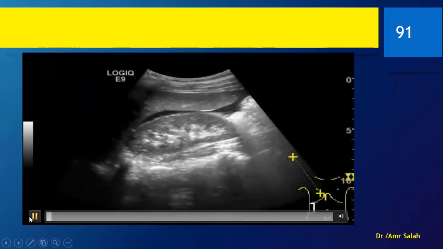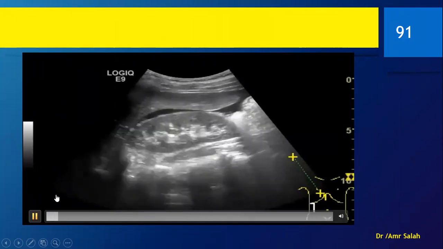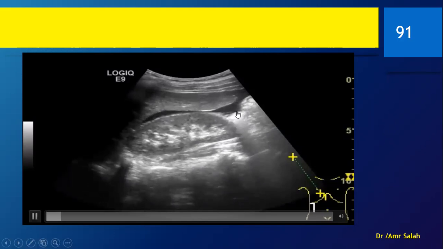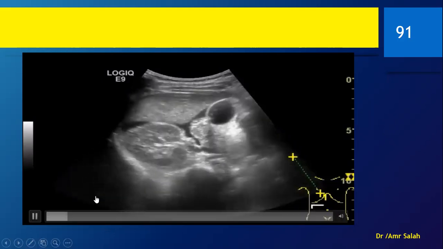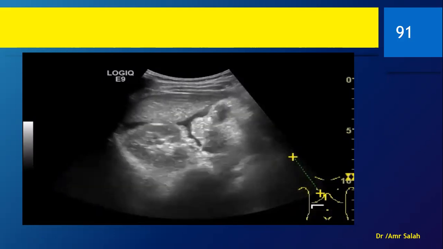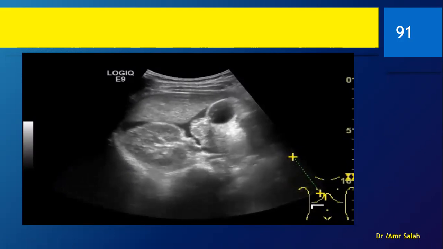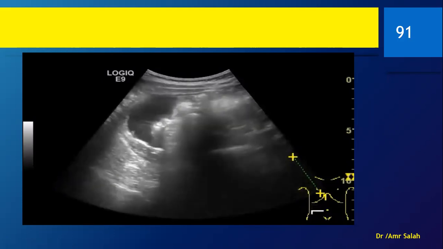This is free fluid in the abdomen. This is free fluid in between the liver and the kidney, in the Morrison's pouch. Free fluid. So it's important to check her abdomen and see the free fluid.